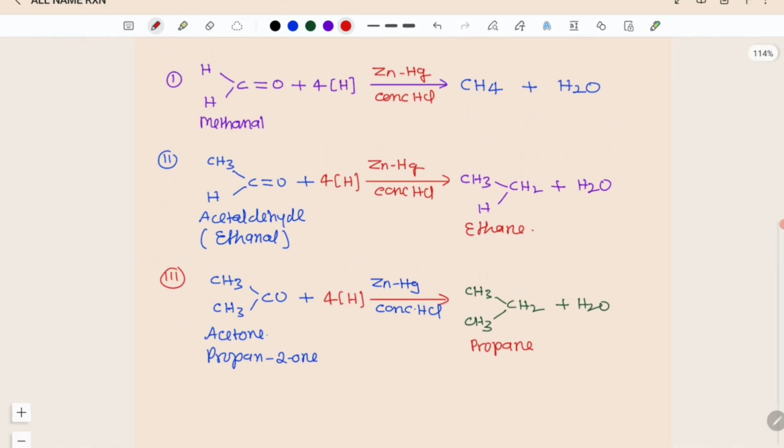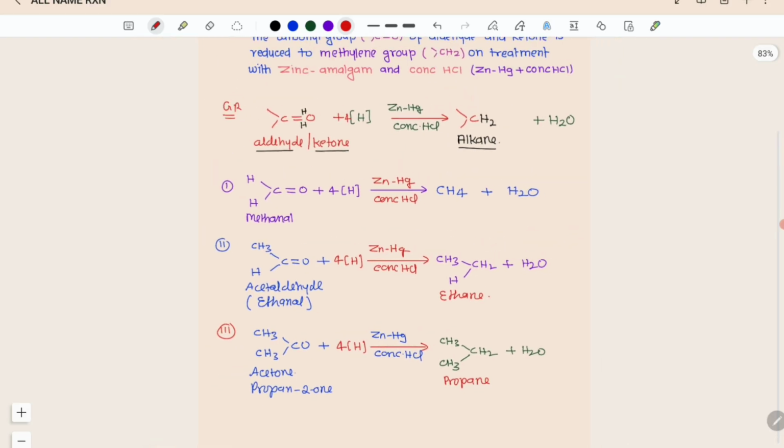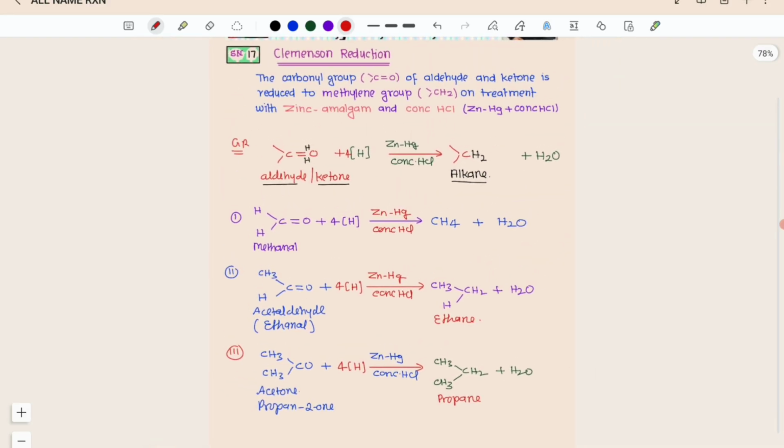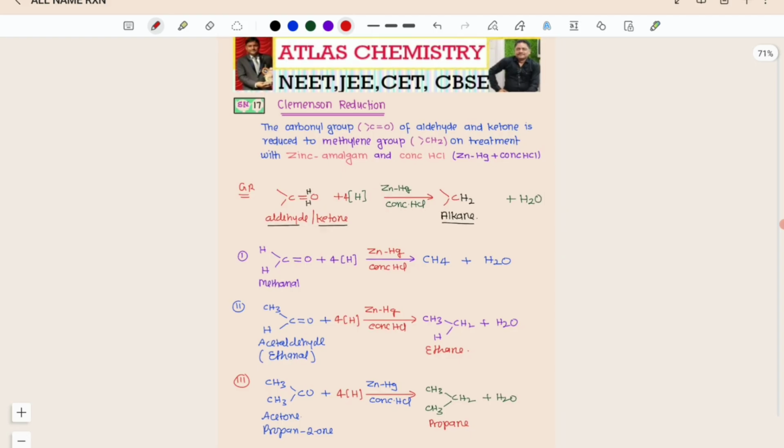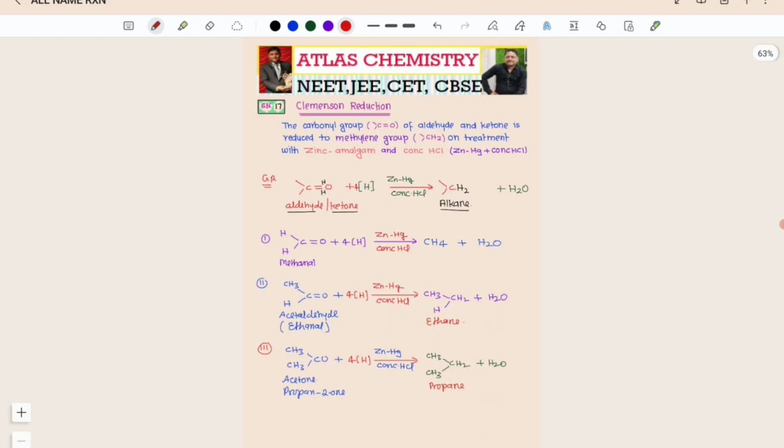So this reaction is known as Clemmensen reduction. In this reaction, simply the carbonyl group is reduced to a methylene group, giving an alkane.